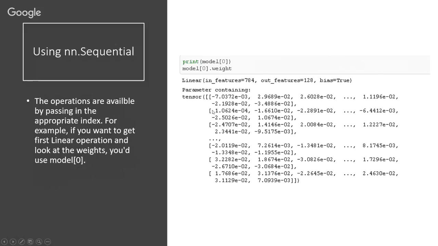Okay, so the other thing with nn.Sequential is that layers are available by passing the appropriate index. For example, if you want to get the first linear operation and look at the weights, you would use model[0]. So we get the first bit, as you can see here with the outputs.